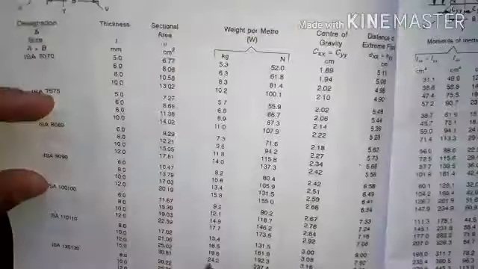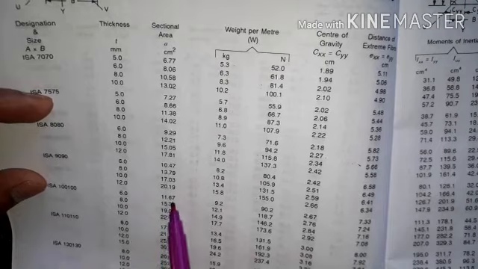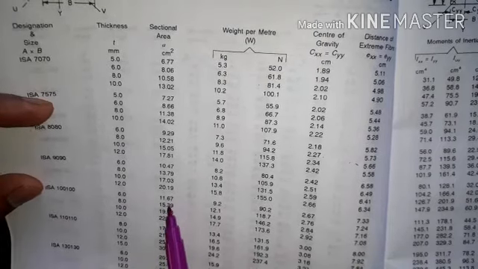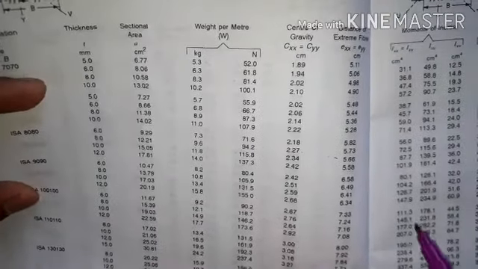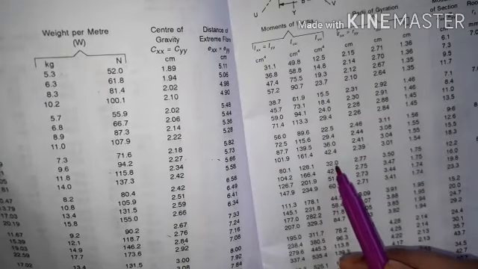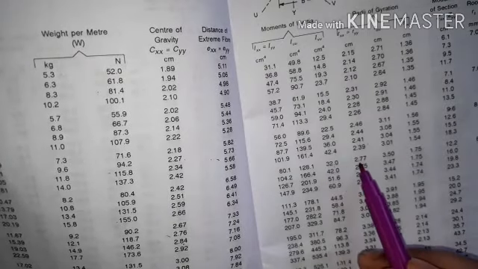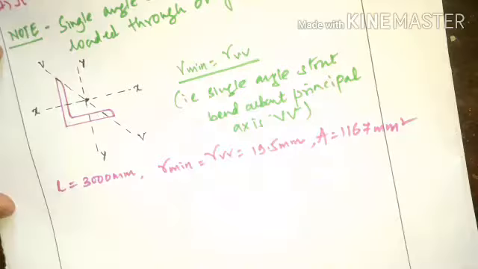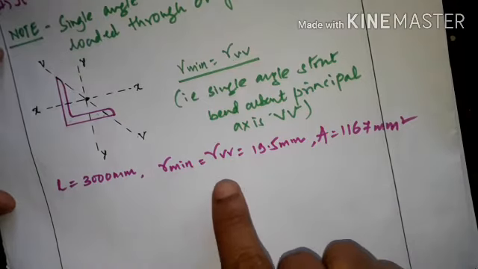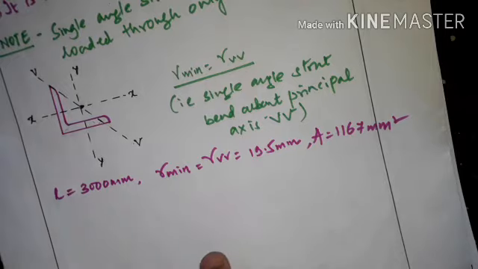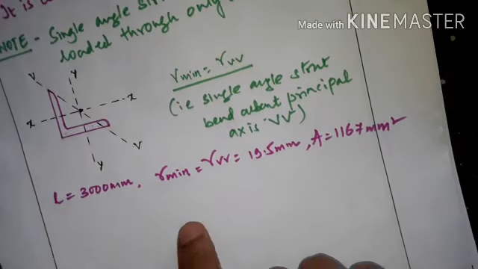You can see here, for 100 by 100 by 6, the area is 1167 mm square, that is 11.67 centimeter square. And again, if you refer to the end of the table here, you can check the value of rvv. So now we have checked the values of r minimum and area from the steel table. Now we'll start with the solution.